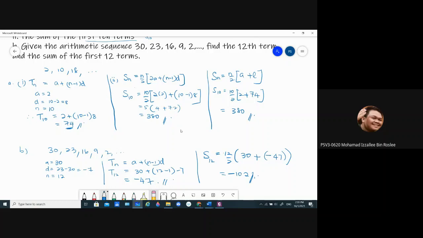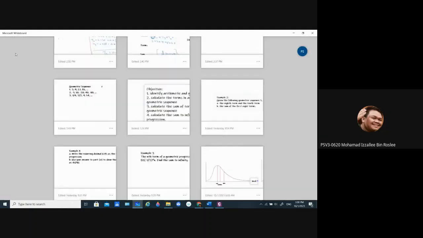For an arithmetic sequence, we have to identify the first term and identify the common difference. That's the important thing here. The common difference is always the second term minus the first term, the second term minus the term before it. Then put it into the formula and we finish with that. So we have finished with arithmetic progression.